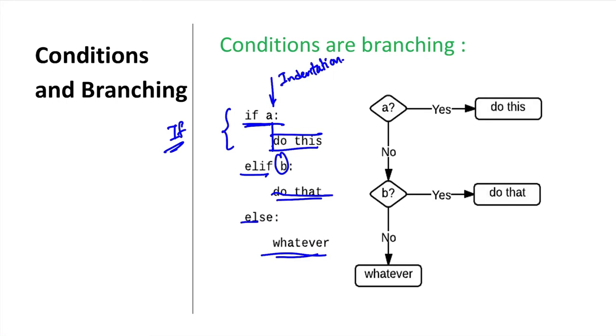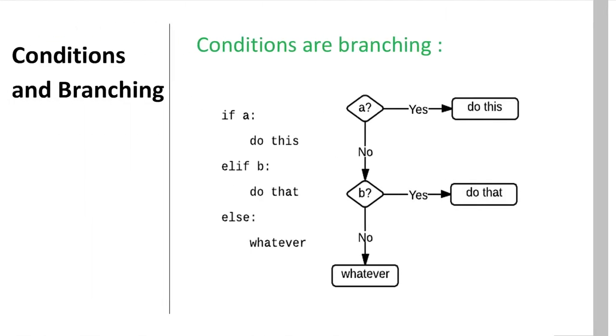In a flow chart we can see it like this, and it will be much clearer if we take an example and explain. I will explain with an example. Let us take a condition of results in an exam.